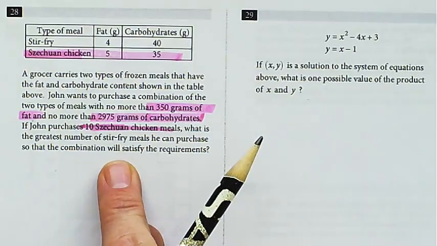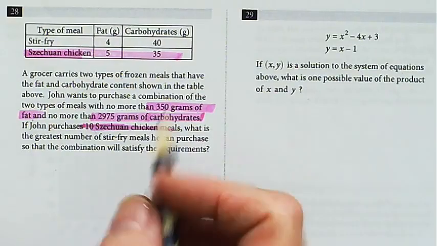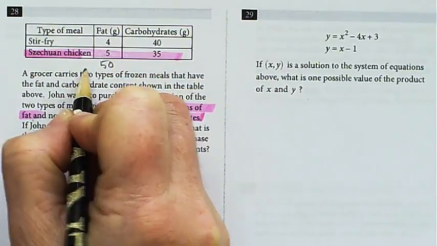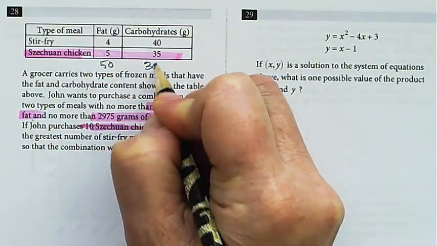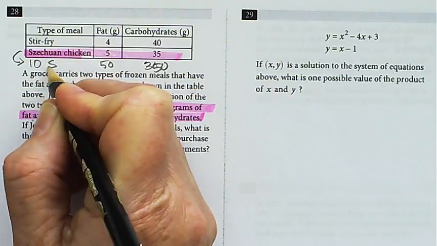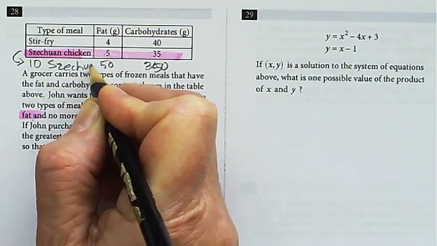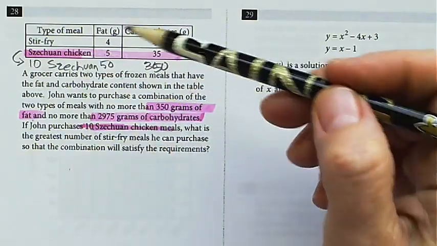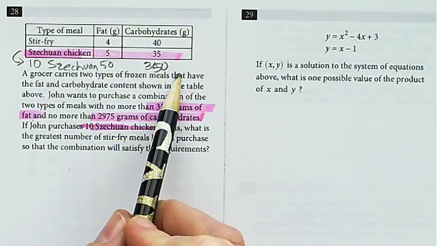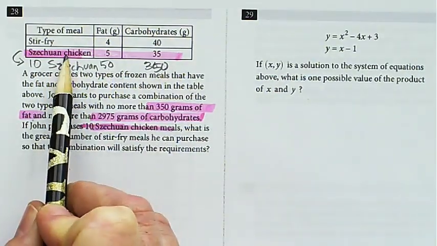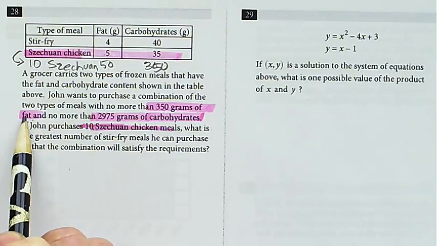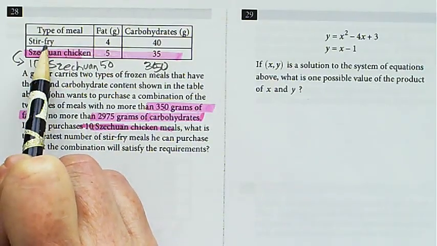So this really isn't super difficult. It's just kind of a lot. Okay, so if he gets 10 of these, he's going to have 50 grams of fat, and he's going to have 350 grams of carbs if he gets 10 of the Szechuan meals. And he wants to get a combination of stir fry and Szechuan. Okay, so he's going to get this amount of fat and this amount of carbs if he gets 10 of these. And we want to figure out, okay, if he doesn't want more than 350 grams of fat, how many stir fry meals can he get?